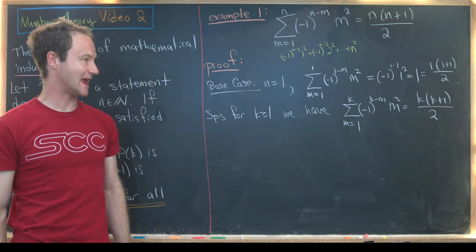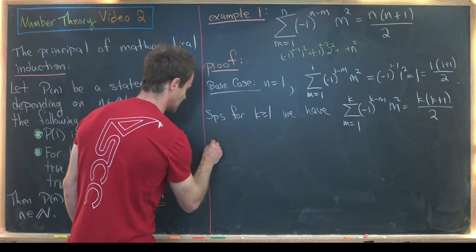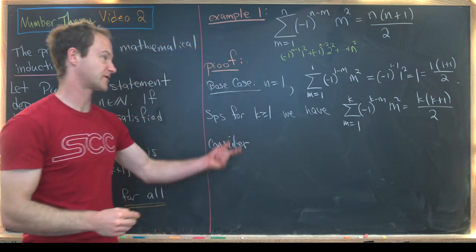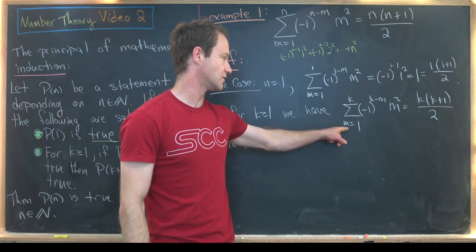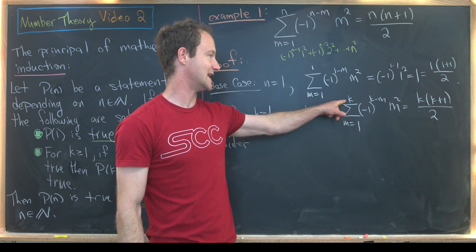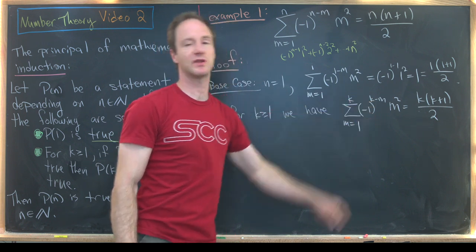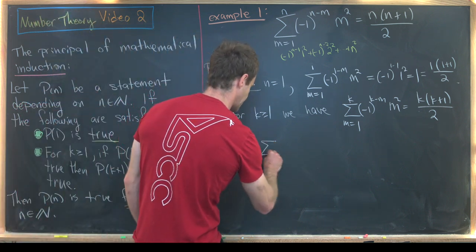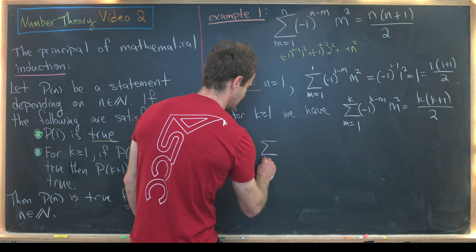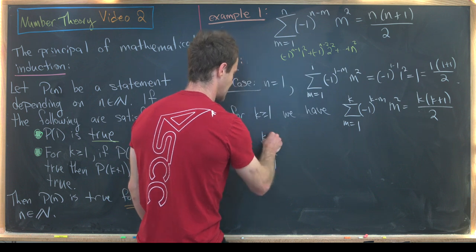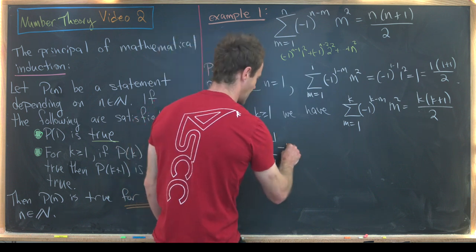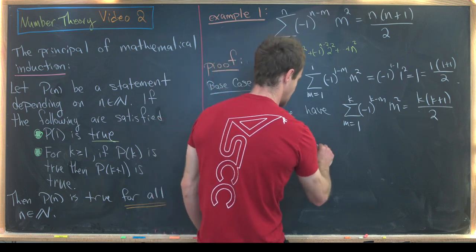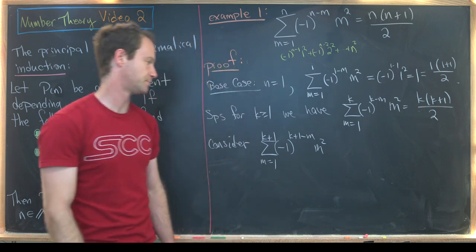Now we want to look at the k plus first case. So we'll write that like this. Consider the k plus first sum. So this is going to look almost the same. It's just going to end at k plus 1, and it'll have a k plus 1 there. Okay, so let's write that out. So we've got this sum as m goes from 1 to k plus 1 of minus 1 to the k plus 1 minus m times m squared.